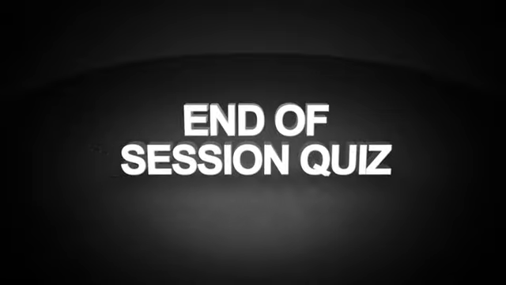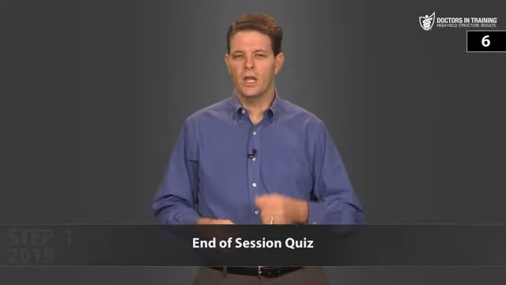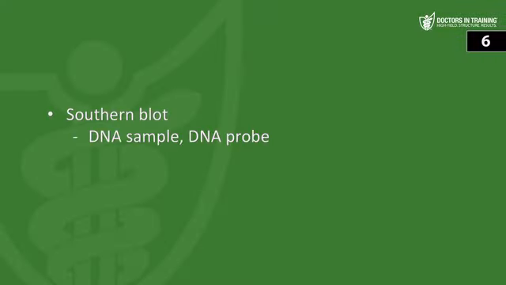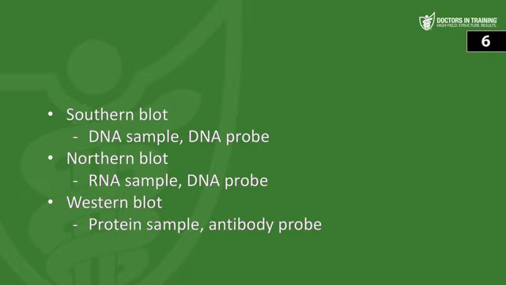Let's go ahead and do the end of session quiz. First question, what's the difference between southern blot, northern blot, and western blot? With the southern blot, the sample is DNA and the probe is DNA. With northern blot, the sample is RNA and the probe is DNA. And with the western blot, the sample is a protein and the probe is an antibody.